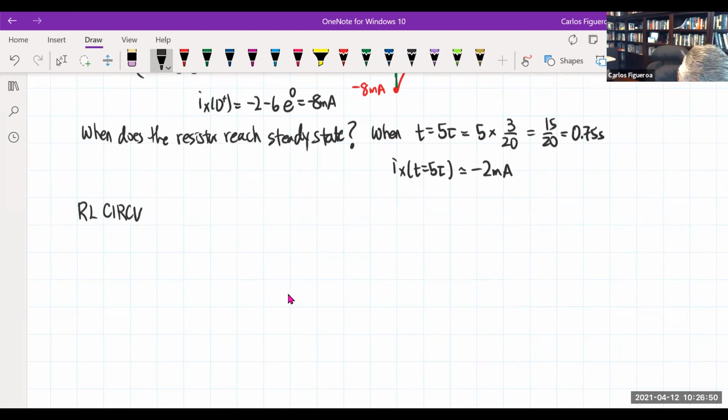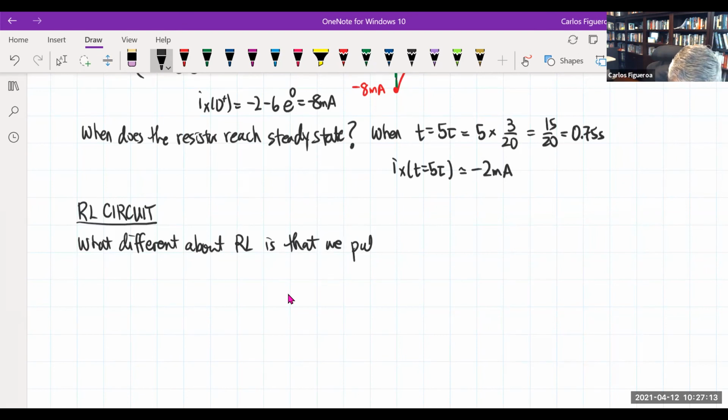What you're going to find with the RL circuit is that it's very similar to the RC circuit. What's different about RL is that we put it into a Norton circuit. So you could imagine that I start with the exact same circuit that I started before. I have a plus and a minus sign for my source, and then this circuit that looks like this. Remember, the type of circuit doesn't really matter.